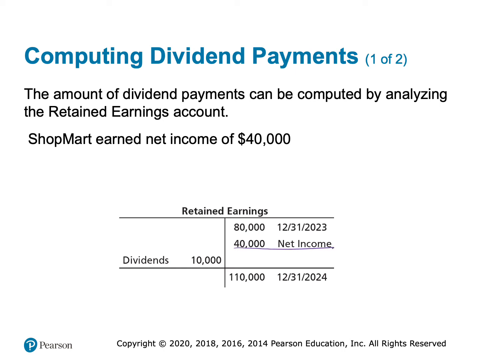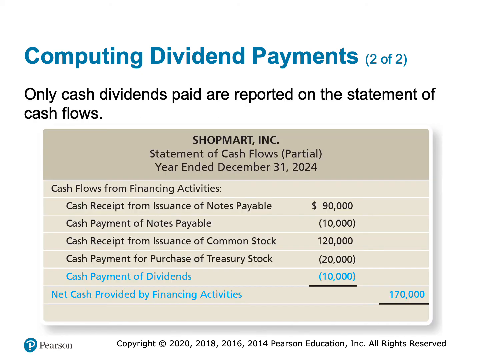80 plus 40,000 should be 120. So if we had not paid dividends, the ending balance in retained earnings should be 120, but it's not, it's 110. So that tells us, since it's not 120, it's 110, that we had to have paid dividends of $10,000. So since we paid dividends, that will be treated as a negative number in the financing section. So in total, our cash provided by financing is a positive 170.